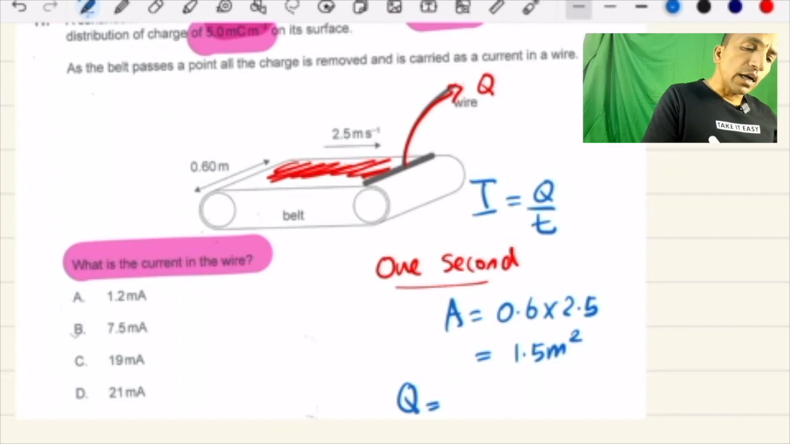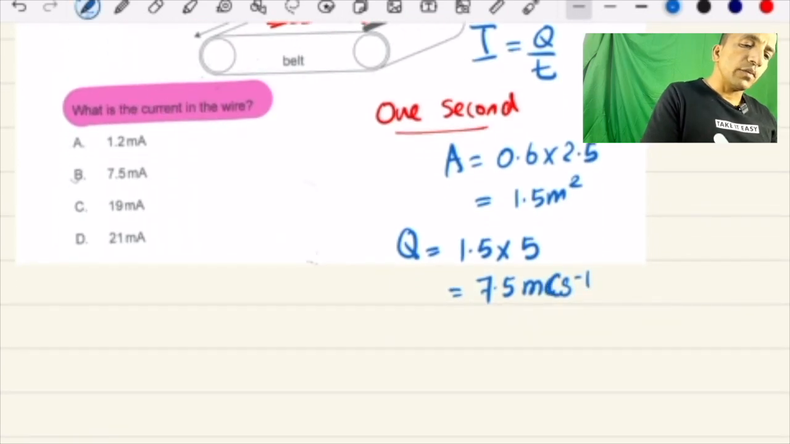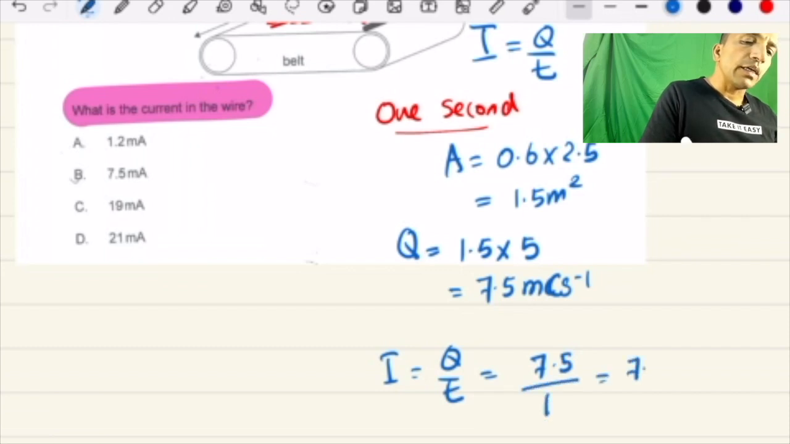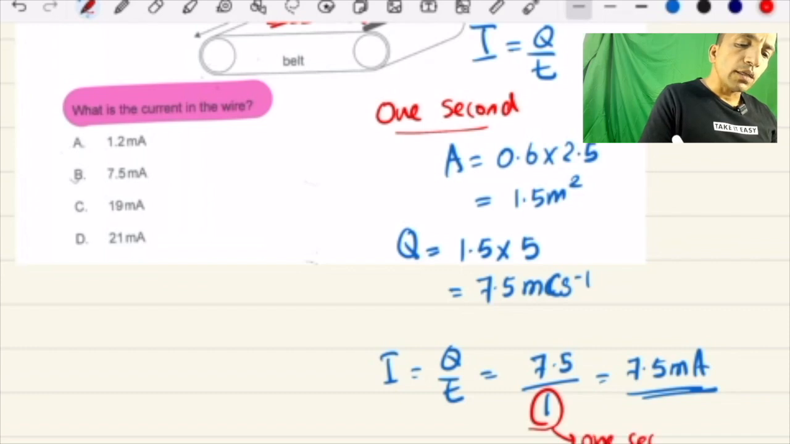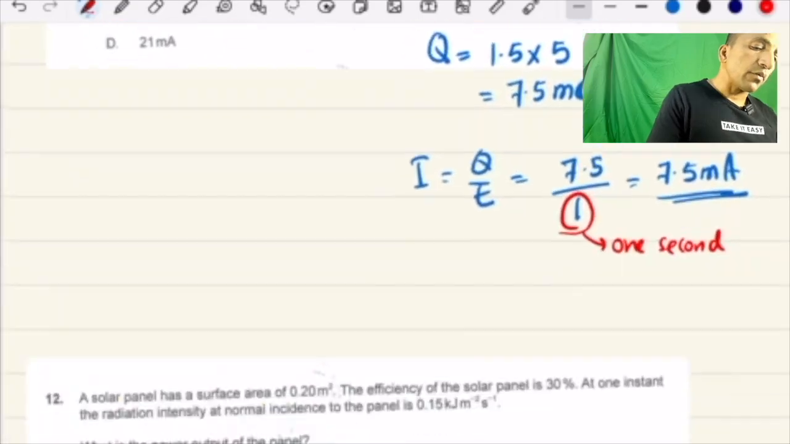Now charge density 1.5 times each square meter has 5 millicoulomb. So this comes to 7.5 millicoulomb per second. Coulomb should be capital C. But current is charge over time. Charge is 7.5 in every second, so this should come to 7.5 milliampere. Why did I write 1? Because I focused on 1 second all the time. So time is 1. So answer for question number 11 should be 7.5.